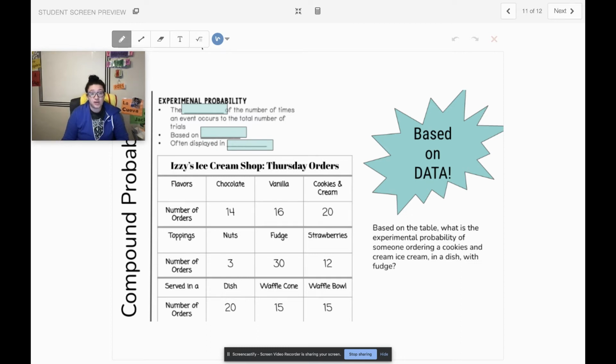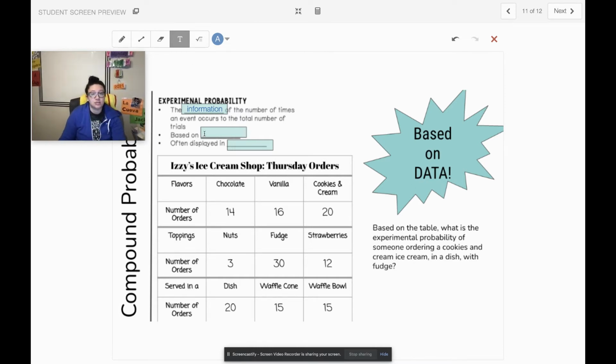So this last one is experimental probability. Just like you do experiments in science class to get data, they do experiments, they take data, and we can do probability from that. So here we see the information of the number of times an event occurs to the total number of trials or times that the experiment happened.